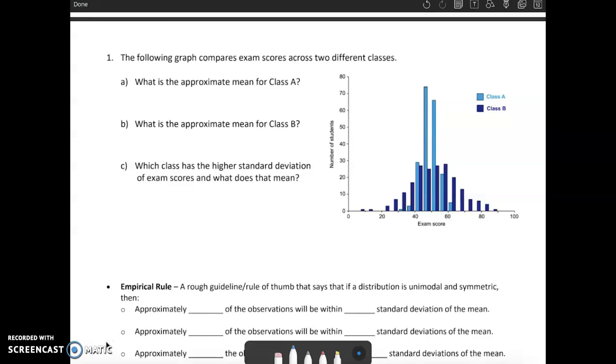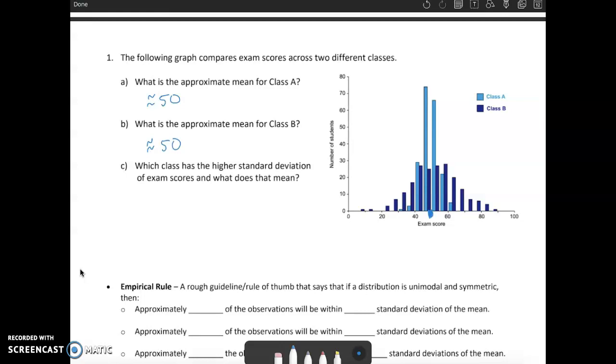We want to say, what is the approximate mean for each of the classes? So if I try to force myself only to look at these light blue bars, it looks pretty symmetric, and it looks like the center is probably right around here. So somewhere about a 50 score. And then if I look at the dark blue bars, it also looks pretty symmetric, and its center looks like it's probably about the same. It's also right about there in the center. I'd say it probably also has a mean of around 50.